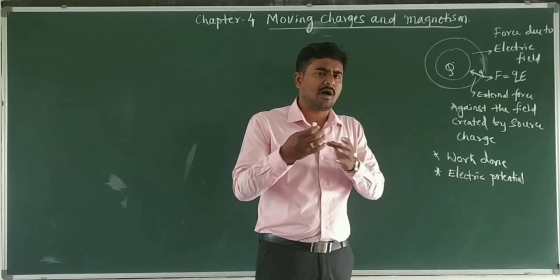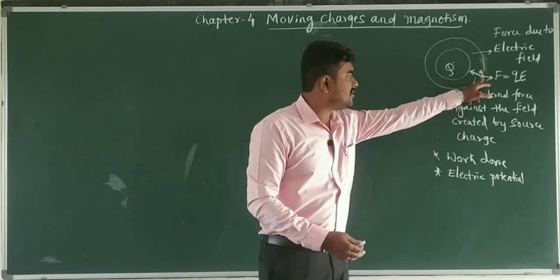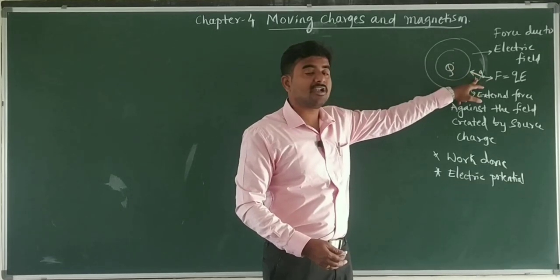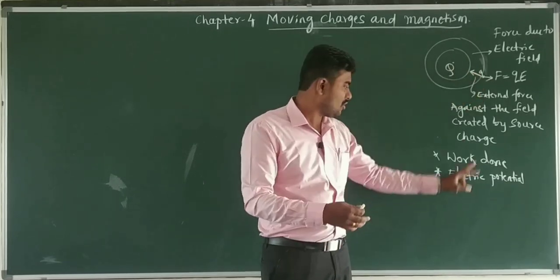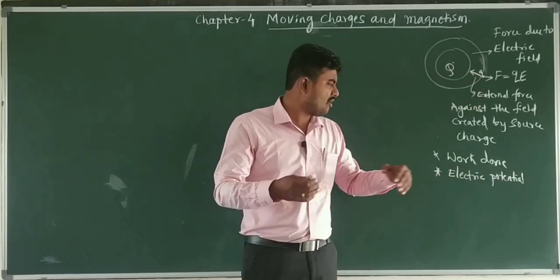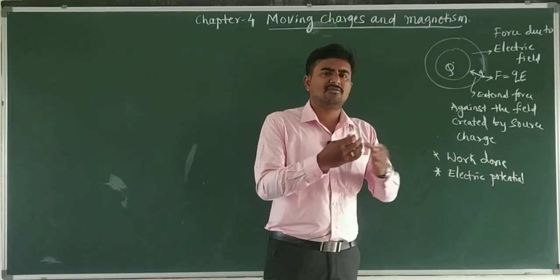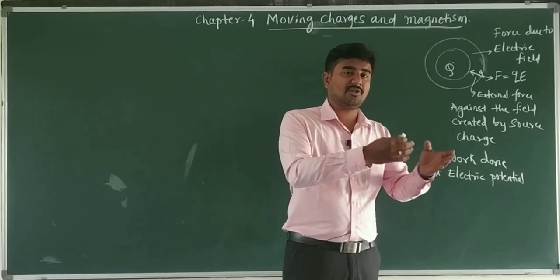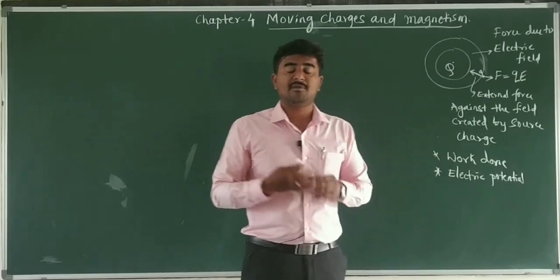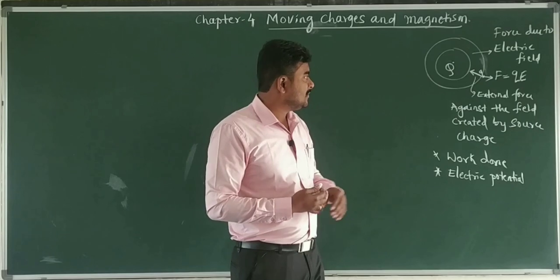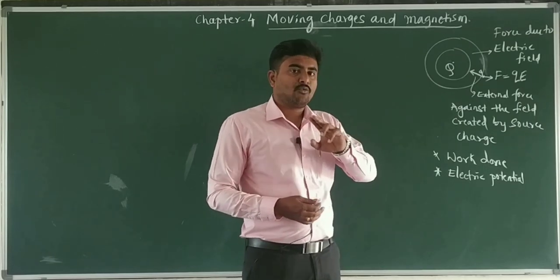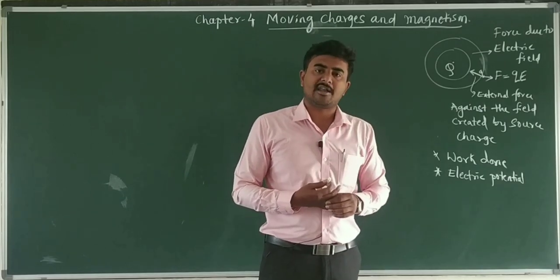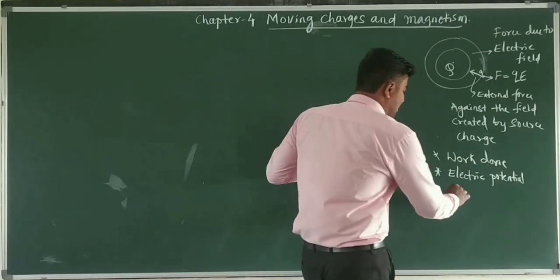The amount of force we are applying on the charge in order to displace it against the electric field created by the source charge, it is nothing but what? Electric potential, or electric potential difference. A small difference is there between all the points: electric potential, potential difference, and potential energy. And in the third chapter we discussed that if charge is moving, it constitutes current, and that current is called what? Electric current.